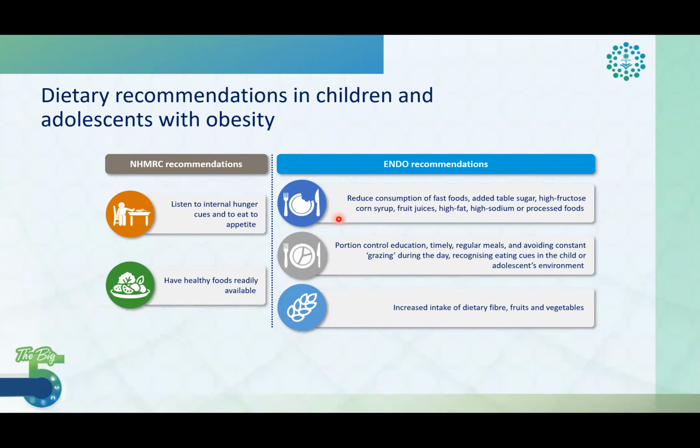So what are the recommendations? The recommendation is to reduce the consumption of fast food. We reduce the amount of added table sugar. We reduce high fructose corn syrup, fruit juices, high fat, high sodium, and processed food. We have to reduce it as much as possible. And also, we have to control the portion. We have to educate the children about portion control, about meals being at regular times, avoiding constant snacking between meals. And we have to increase the intake of dietary fibers. We have to increase the intake of fruits and vegetables.